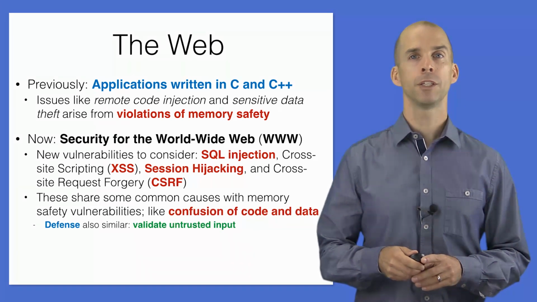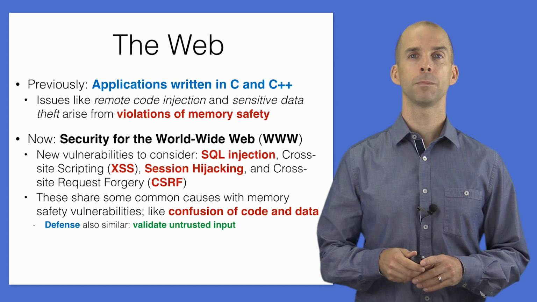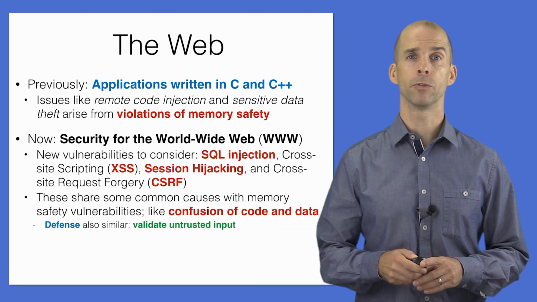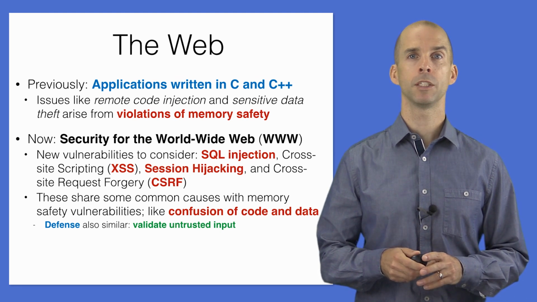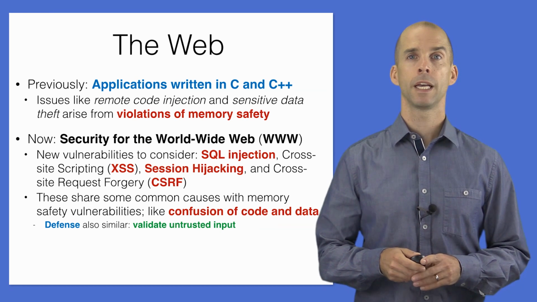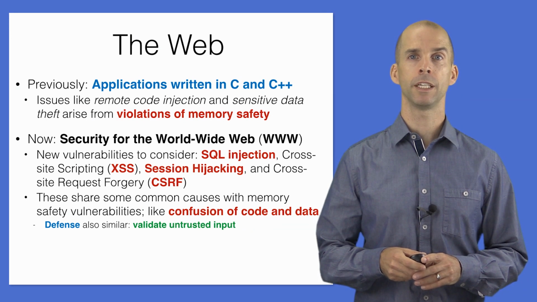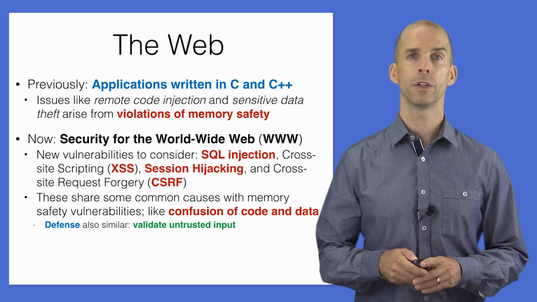Interestingly, the issues underlying web vulnerabilities are sometimes very similar to memory vulnerabilities. For example, SQL injection and cross-site scripting arise because, like buffer overflows, the application's failure to properly validate its input results in it treating data as if it were code.